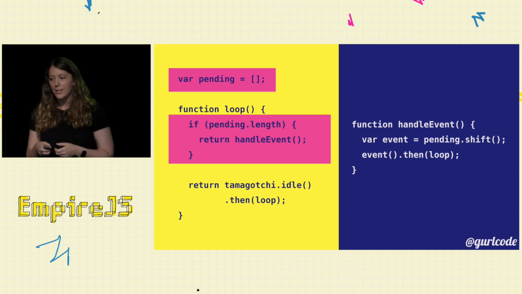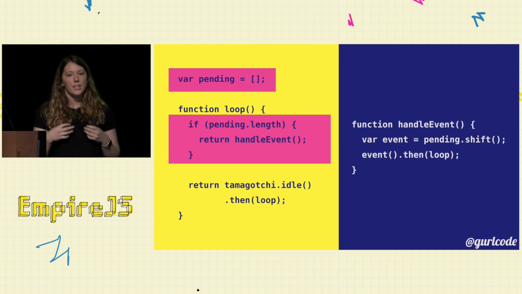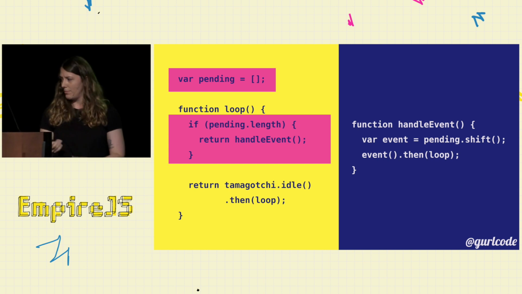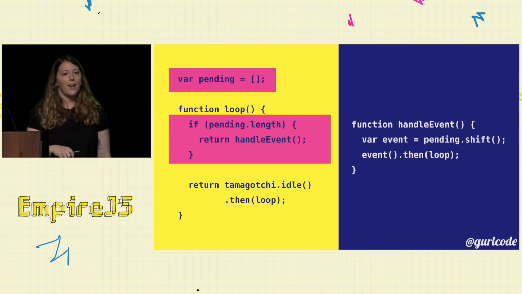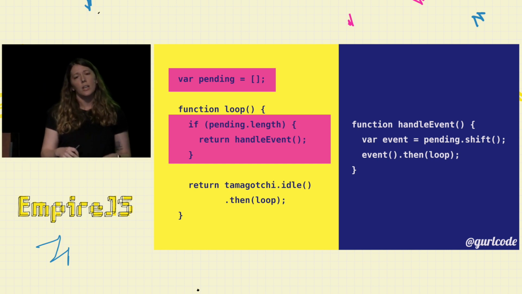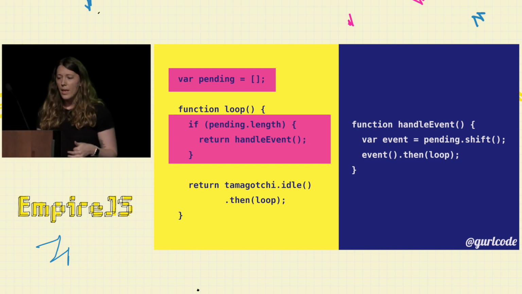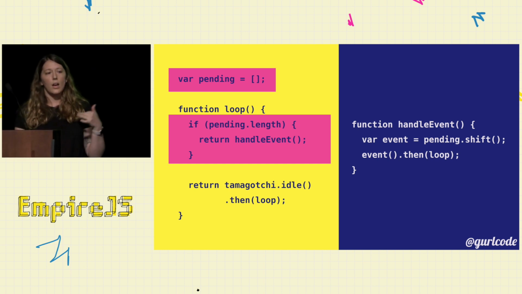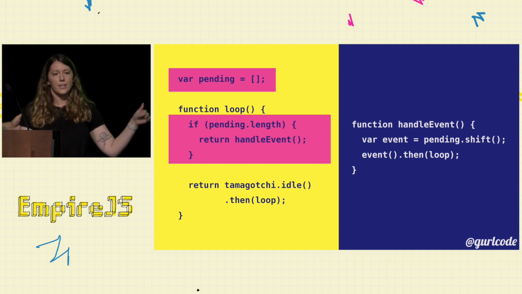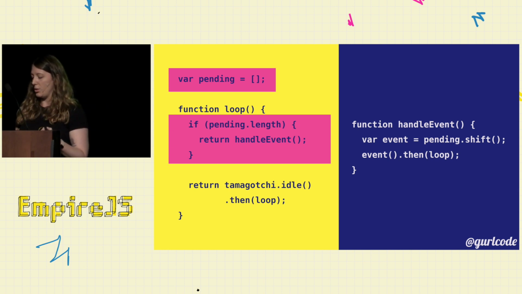So the whole point of the Tamagotchi game is that you interact with the Tamagotchi. So at some point, I need to suspend the idle animation to handle a user-generated event. So I create a queue to hold pending events, and if there's a pending event, I'm going to return a function called handleEvent. So that's going to terminate the loop.